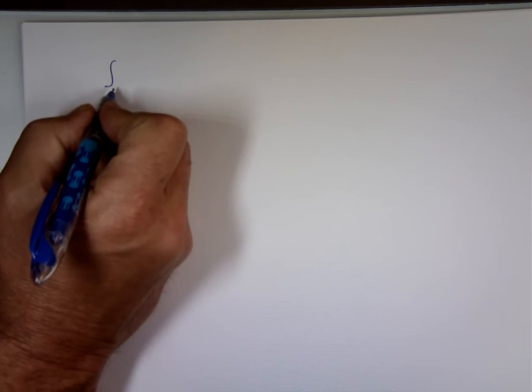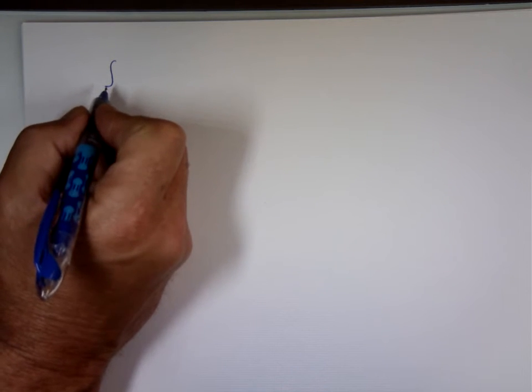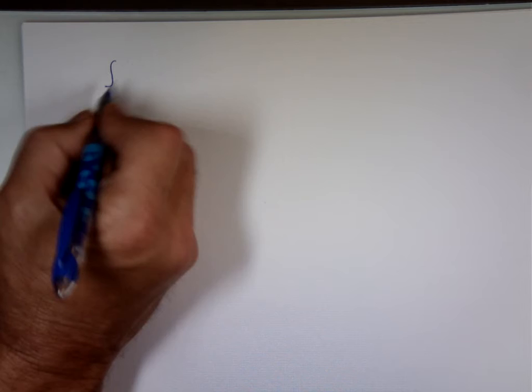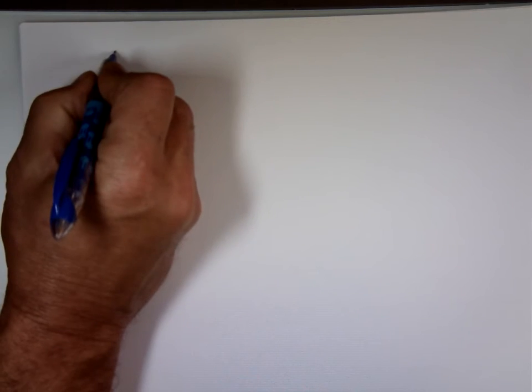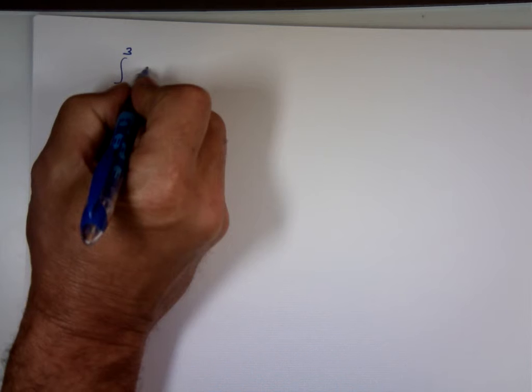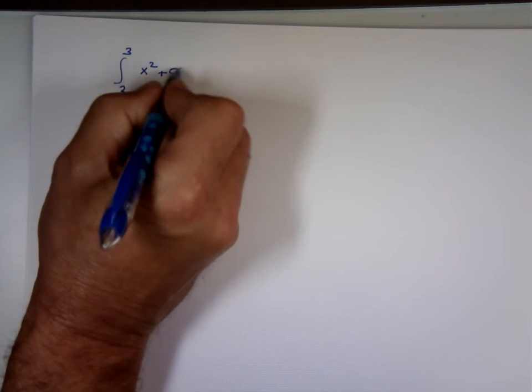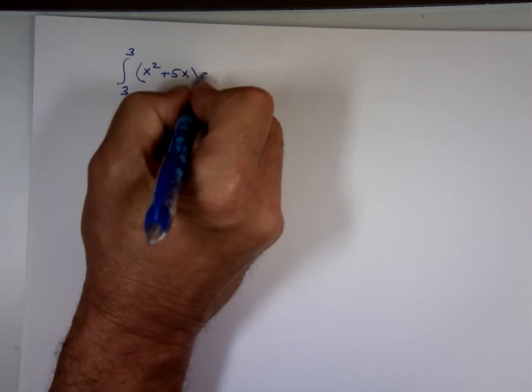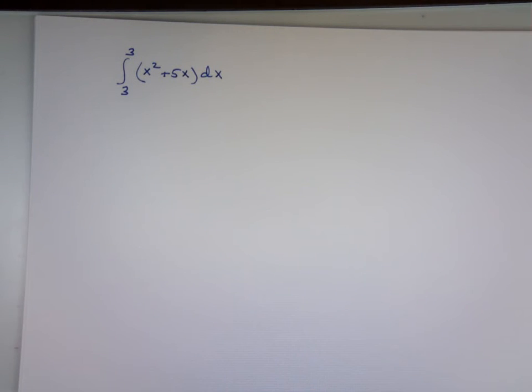But let's do another integral problem. What is the area? Let's try this. From 3 to 3, pick a function, any function you want. X squared plus 5x dx. Wouldn't that just be 0?